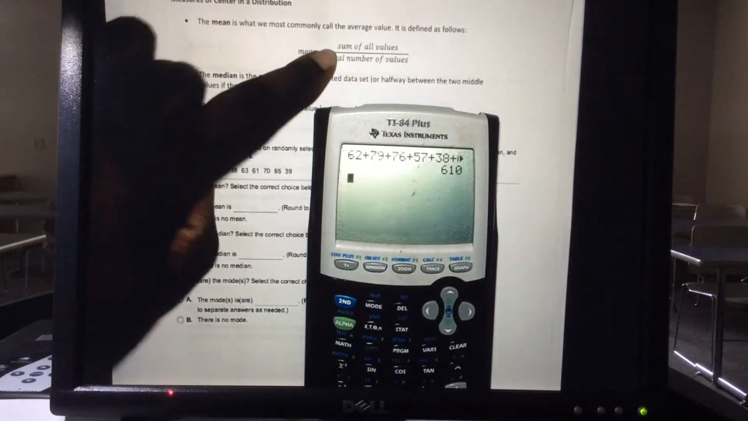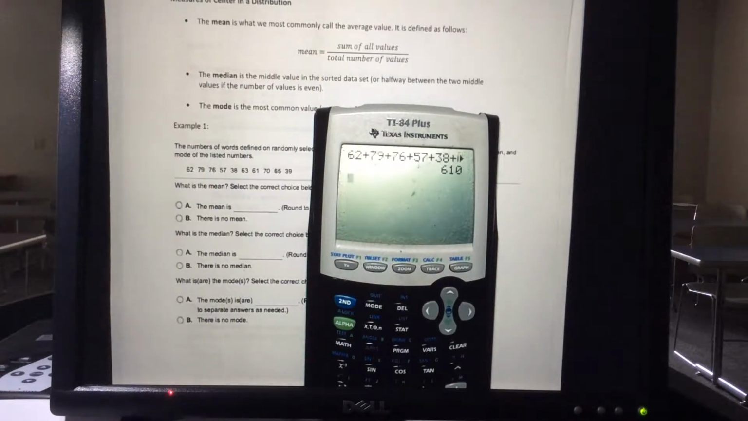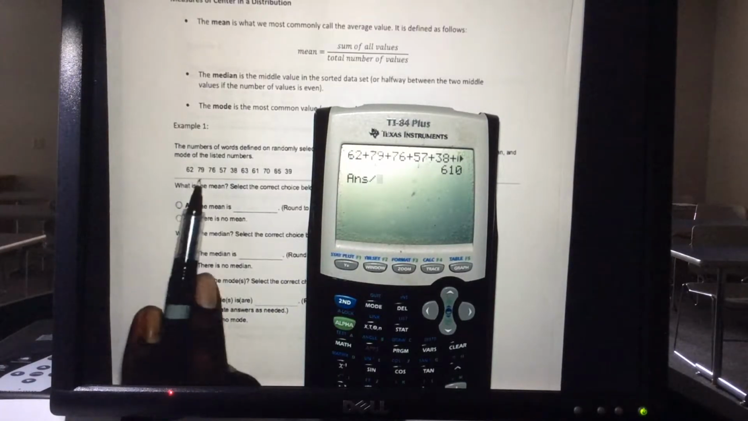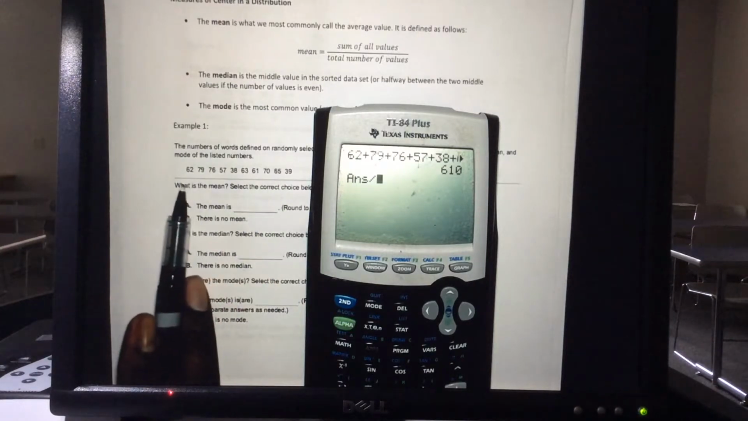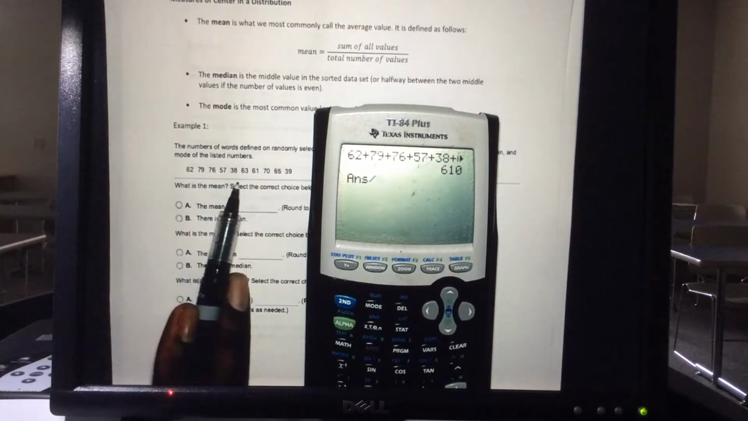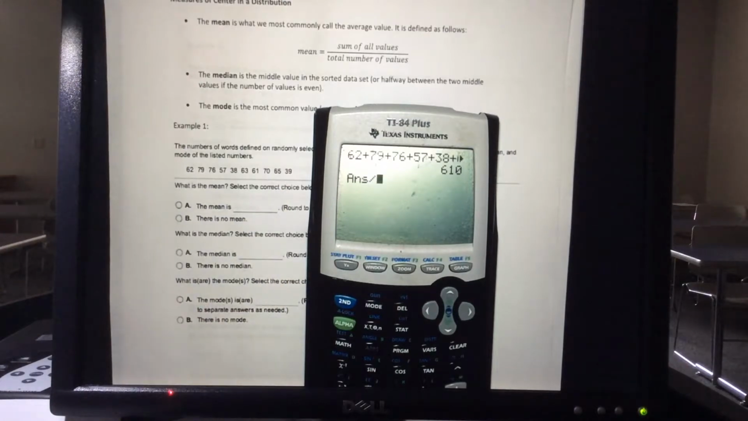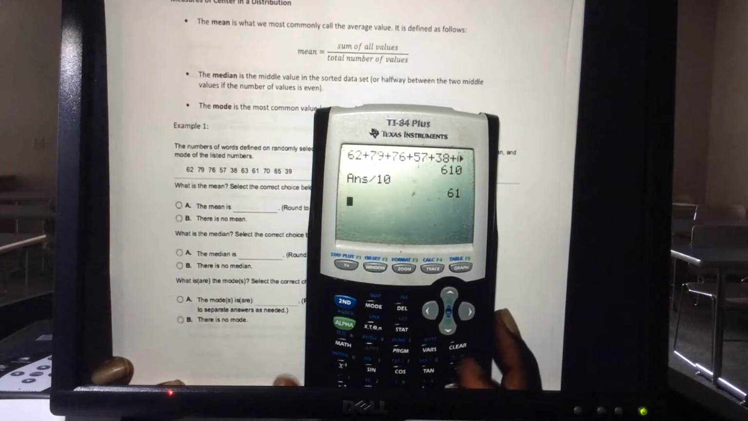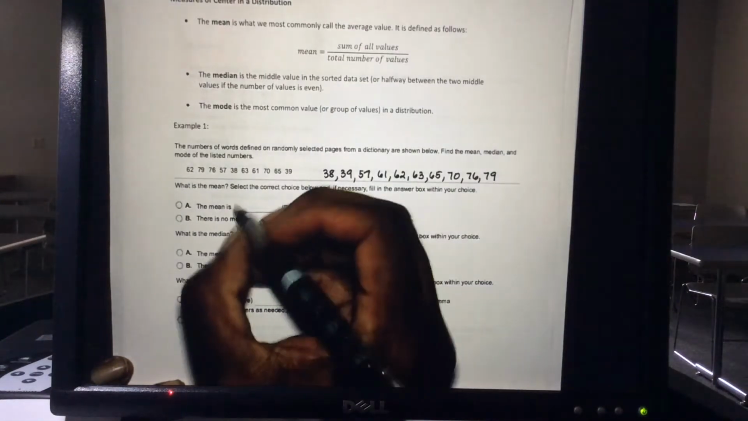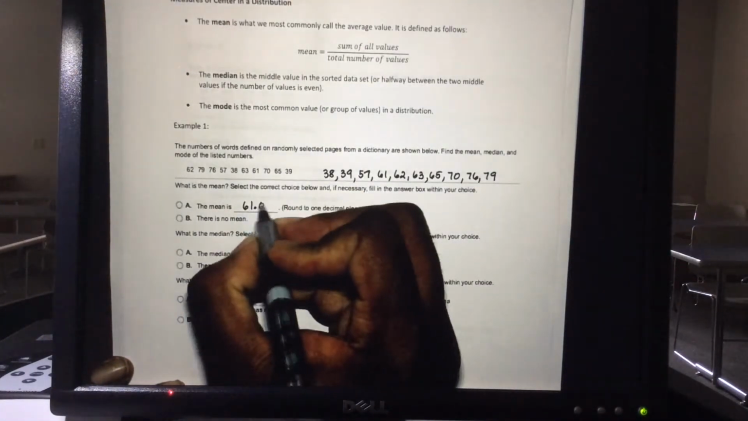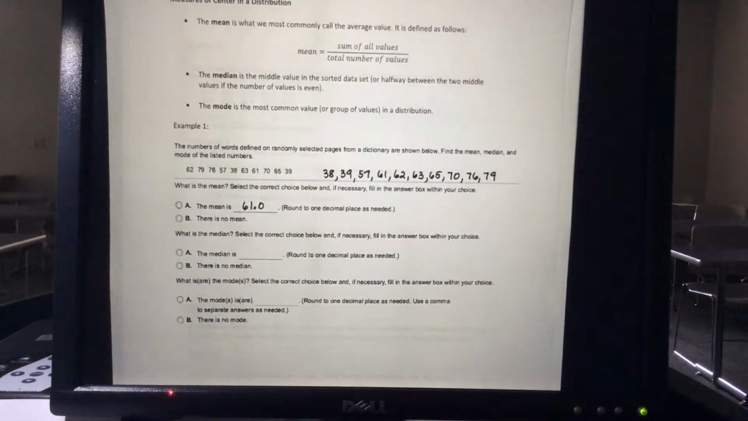That is the sum of all the values. And then we're going to take that 610 and divide that by the number of data values that we have in this set. Here, if I count these, you'll see that I have 10 data values. So here I'm going to take 610, divide that by 10. And you'll end up with 61. So the mean, now they say round to one decimal place as needed. In this case, it'll be 61.0.